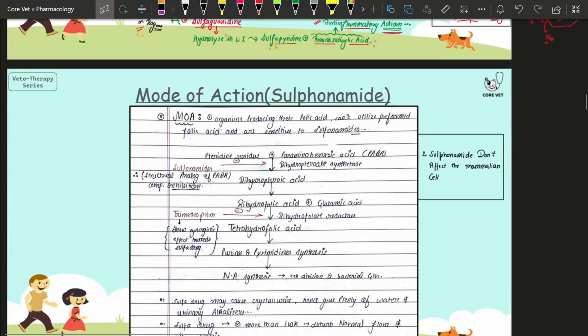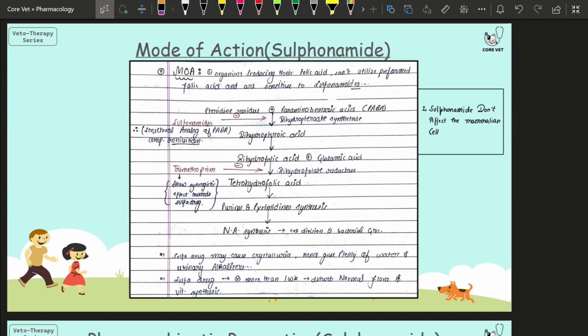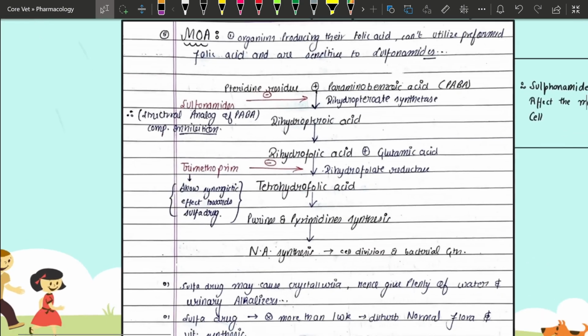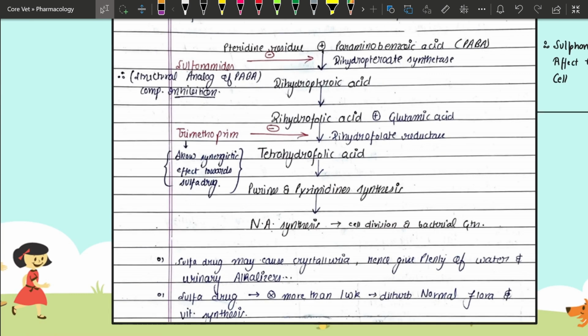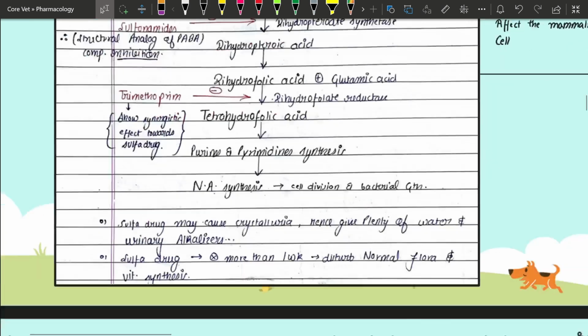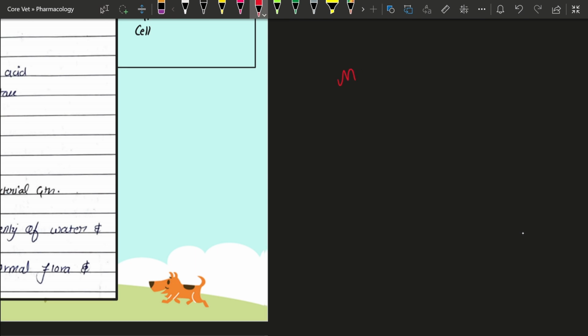Now moving on to the mode of action, which is quite important to know, the mode of action of the sulfonamides, right? As I had told you, first of all, note that in mammals we do not synthesize folic acid, right? Mammals do not synthesize folic acid. How are we going to get the folic acid? From the diet itself, right? But if we talk about bacteria, right?